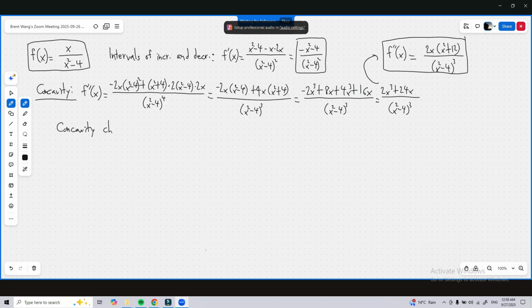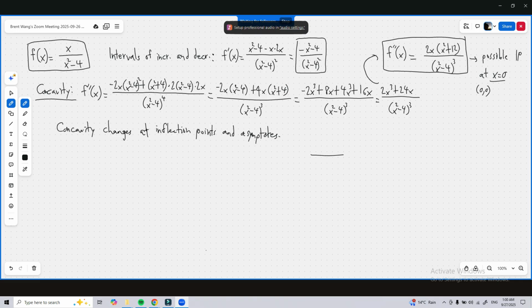Concavity changes at inflection points and asymptotes. We have one possible inflection point at x equals 0, because x equals 0 is where the second derivative is 0. This is the only candidate inflection point we have.